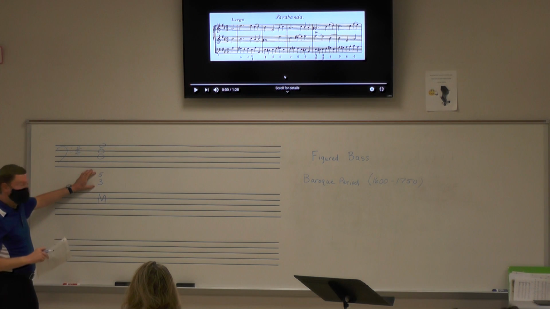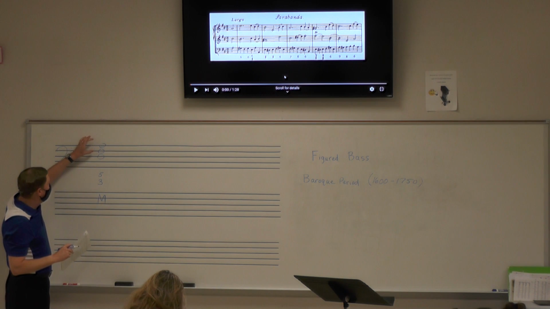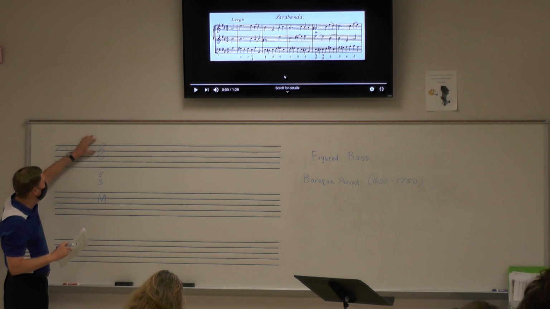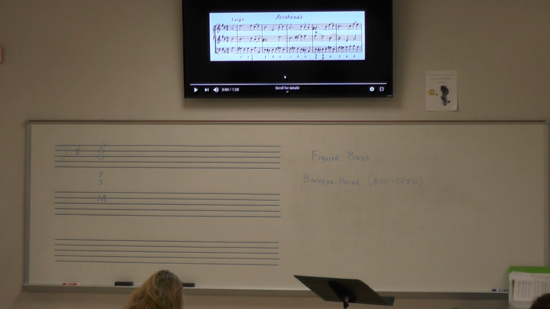These numbers don't tell me to play a major triad above, they don't tell me any of that. It just tells me you have to plug in these pitch letter names at these distances above the bass, and the key signature is going to tell you exactly whether they're natural, flat, or sharp. Okay?